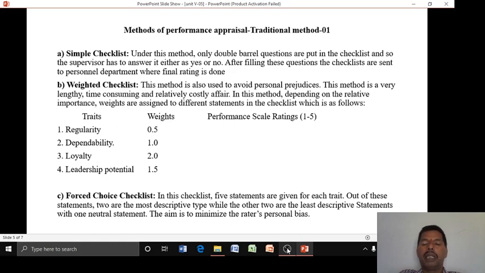So the aim is to minimize the rater's personal bias under the forced choice checklist method.